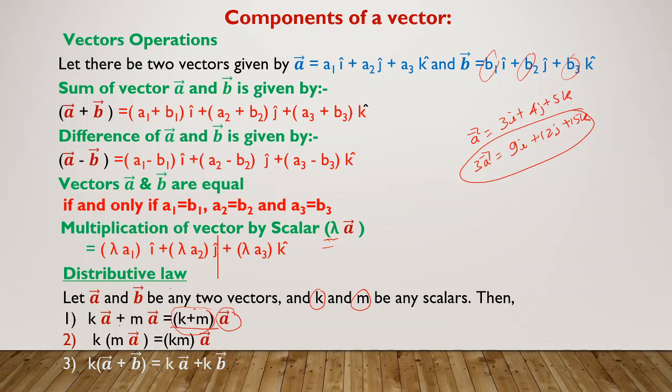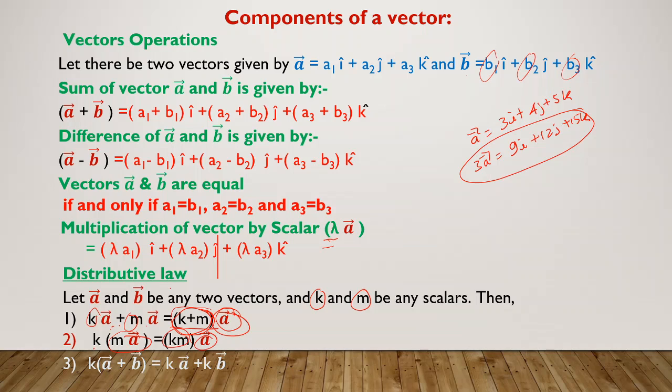Into vector A. Sorry, not two different vectors I'm adding here. If you multiply a given vector by two different scalars and add them, that will be equal to the sum of those two scalars into that given vector. Now the second property: if you change the order of multiplying the scalars with the vector, you will not get a change. I mean k into m into vector A will be equal to m into k into vector A.